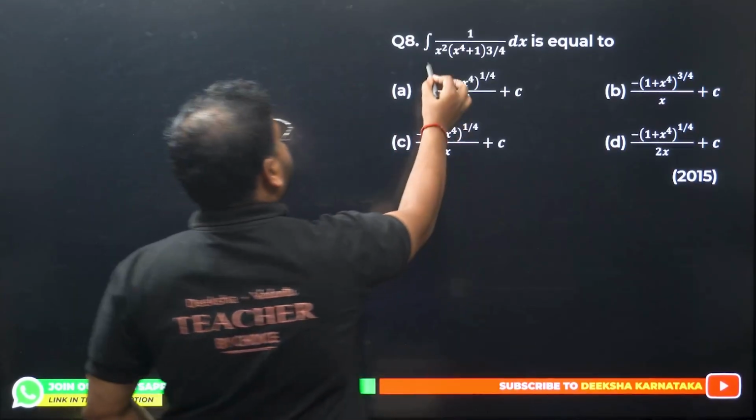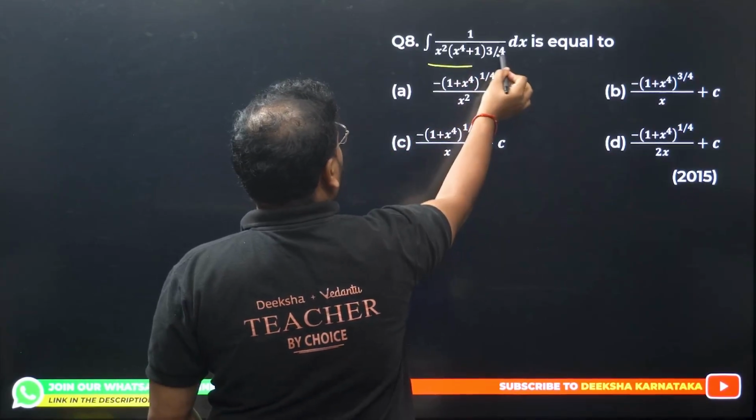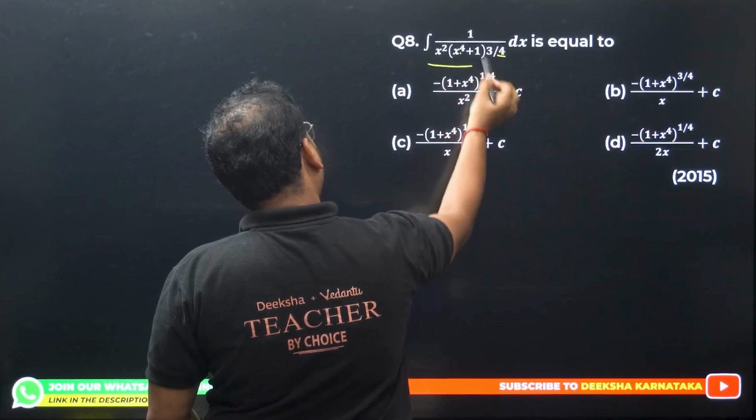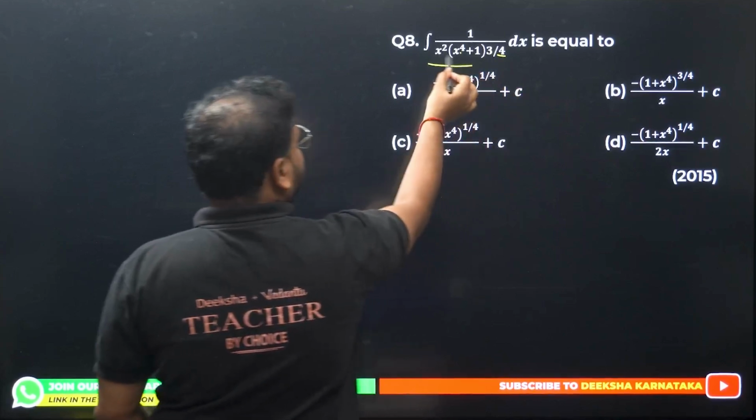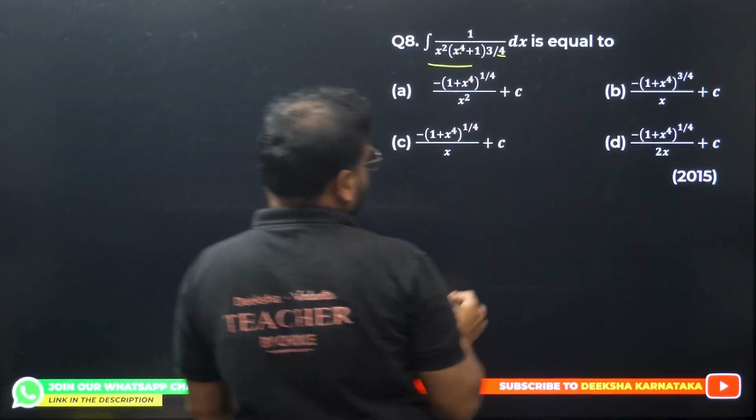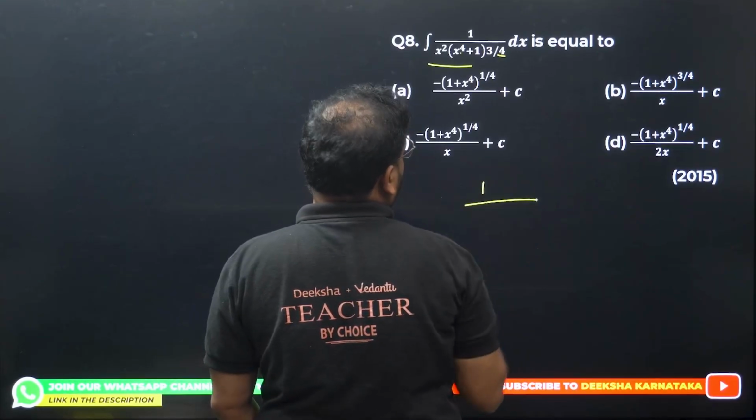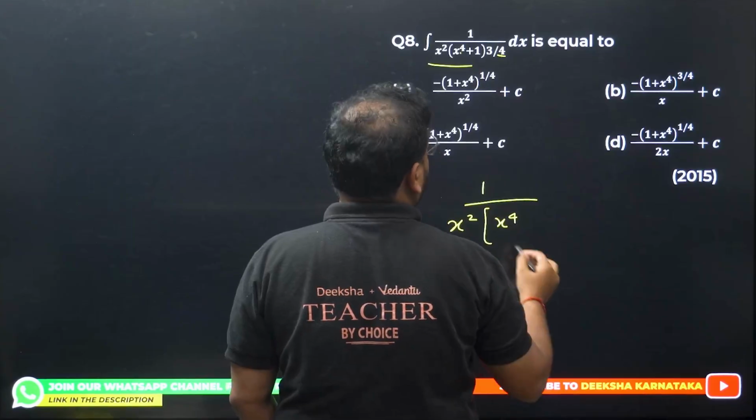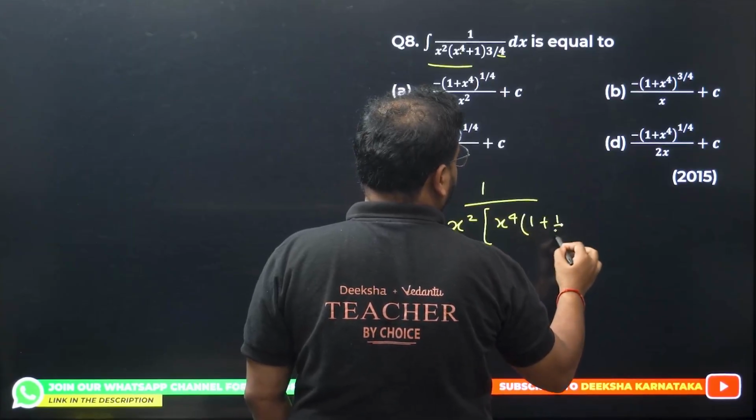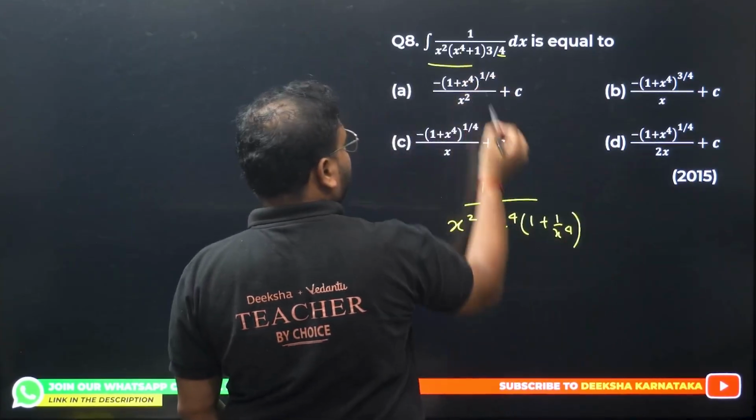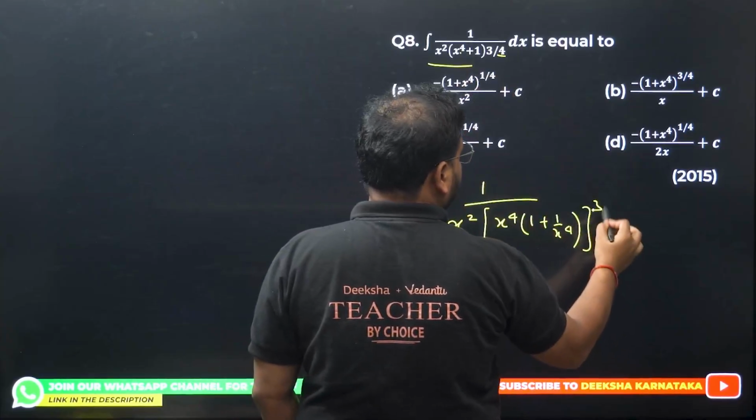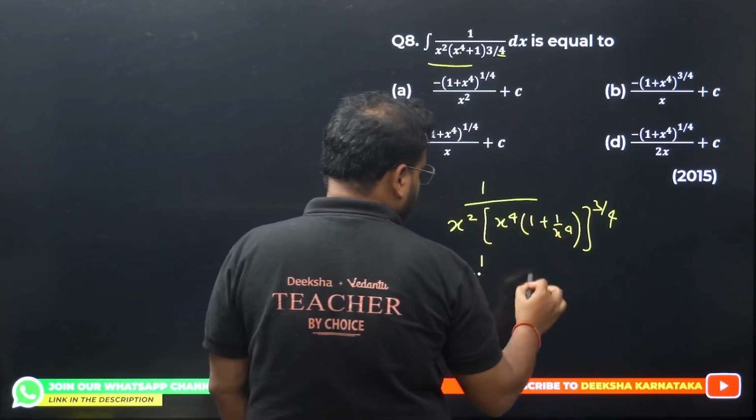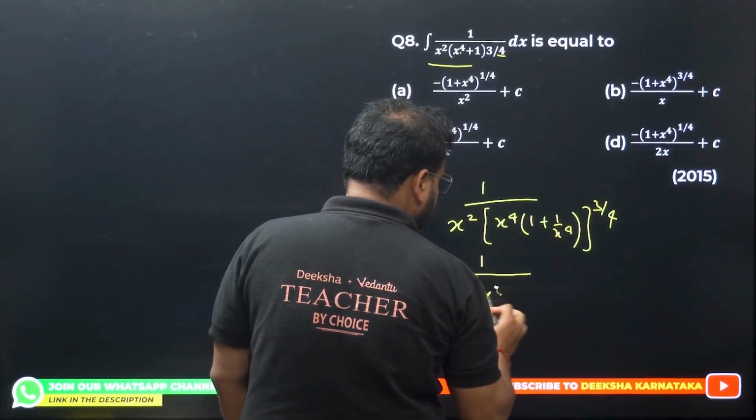Have a look. I have power 4 here and power 1 by 4 here. It means I have to take x power 4 common, right? Then what happens here is it'll become x power 3 actually. Yeah, please check. So I'm getting this as 1 upon x square as it is. Inside I'm taking x power 4 common, and we have 1 upon, this will become 1, this will become 1 upon x power 4, and this whole thing is to the power 3 by 4. Now apply, this will be cancelled, right?